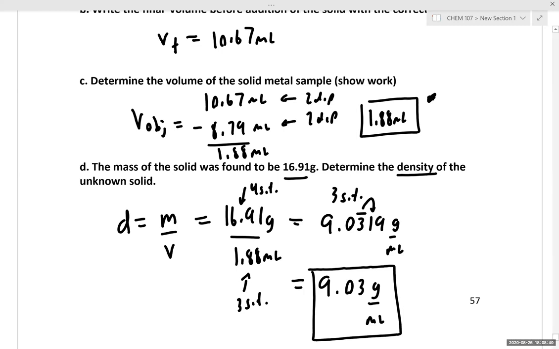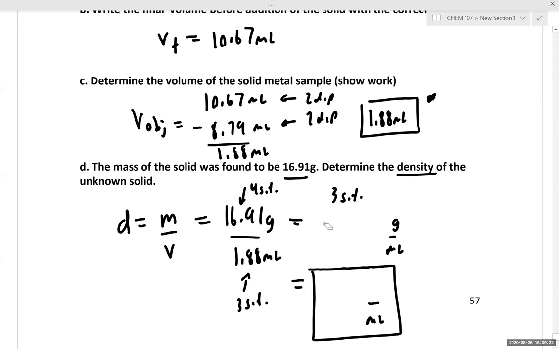Professor, is that 16.91? Yes. Okay. Divided by 1.88? Yes, exactly. How did you get 9.03? So punching in 16.91 divided by 1.88, I'm getting 8.99. Ah, you're correct. I think I forgot to include one of the digits in the bottom number.